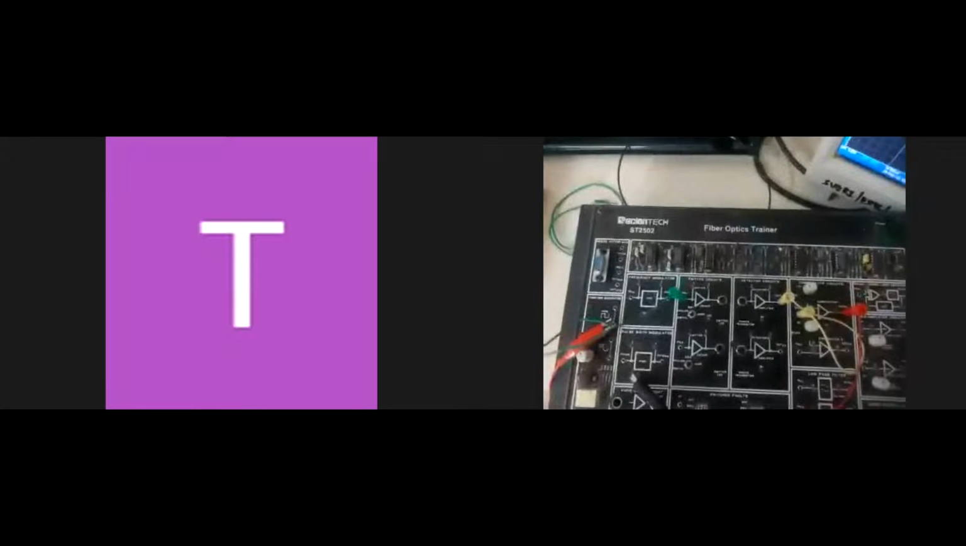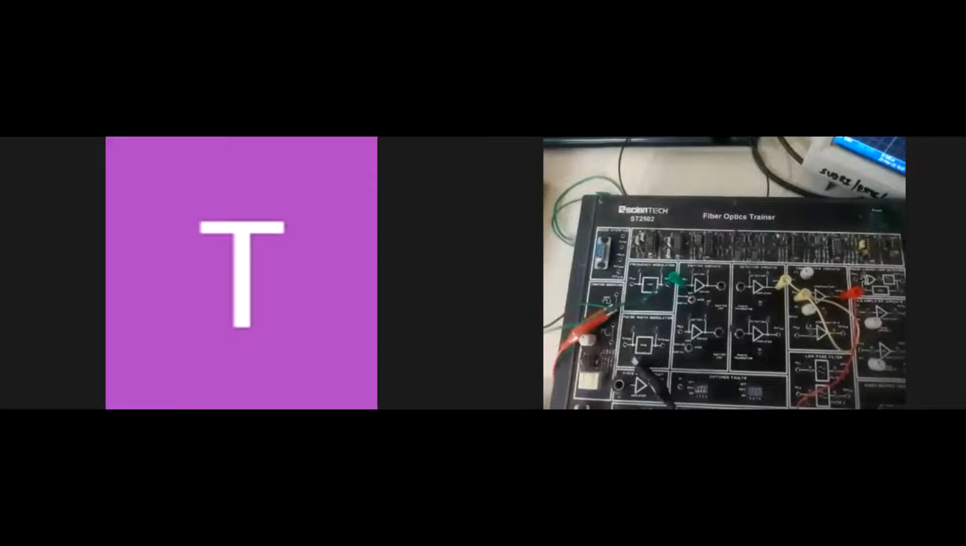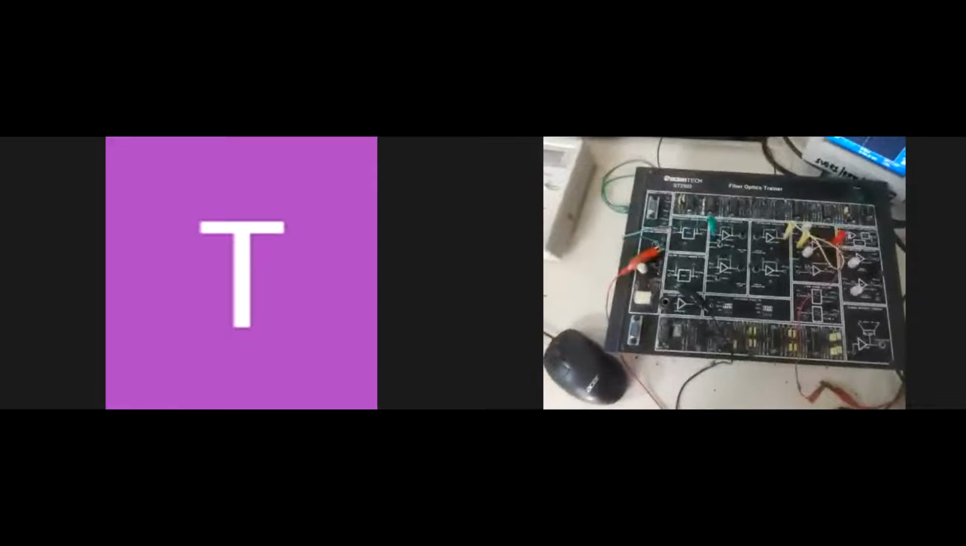आता इथे लिहिलेलं आहे फायबर ऑप्टिक ट्रेनर किट Syntec ST2502. So this is the name of the kit on which we are going to perform our optical communication related practicals. Now this is the optical power meter, whatever you are able to see here, and the very basic part, that is the optical fiber cable. So this one, it is the optical fiber cable.